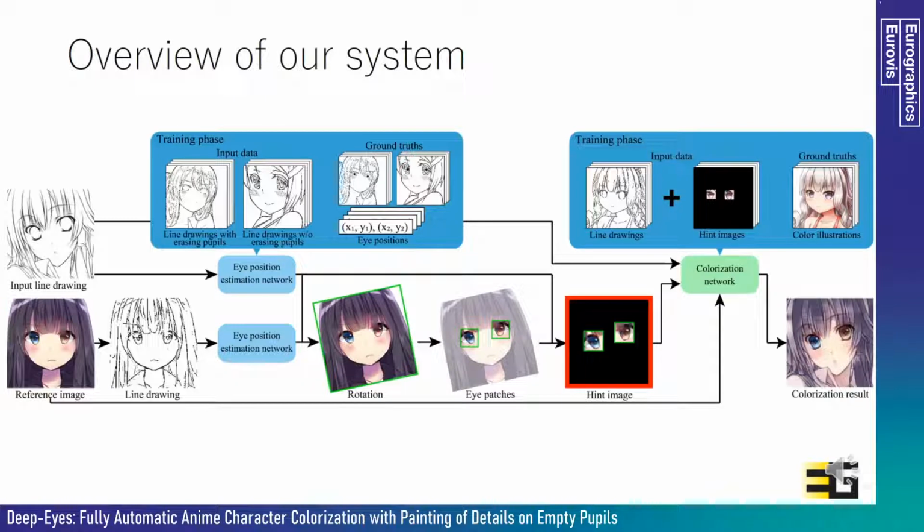A hint image is generated from the input reference image during colorization. Then the hint image and input images are given to the colorization network. Finally, the system outputs the colorized image.